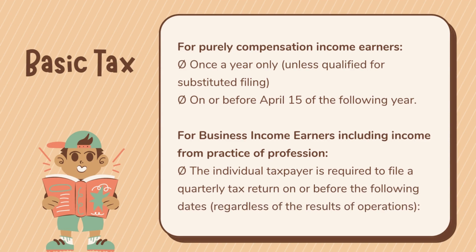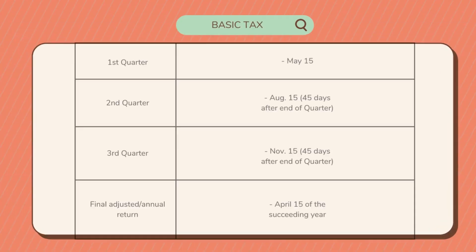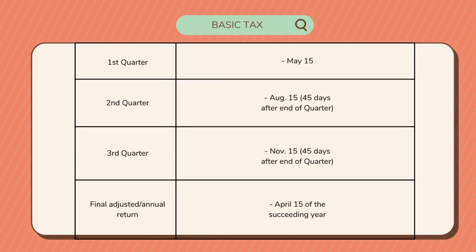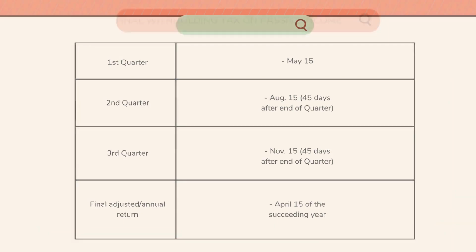For business income earners including income from practice of profession, the individual taxpayer is required to file a quarterly tax return on or before the following dates regardless of the results of operations. First quarter, May 15. Second quarter, August 15 or 45 days after the end of the quarter. Third quarter, November 15 or 45 days after the end of the quarter. Final adjusted annual return, April 15 of the succeeding year.